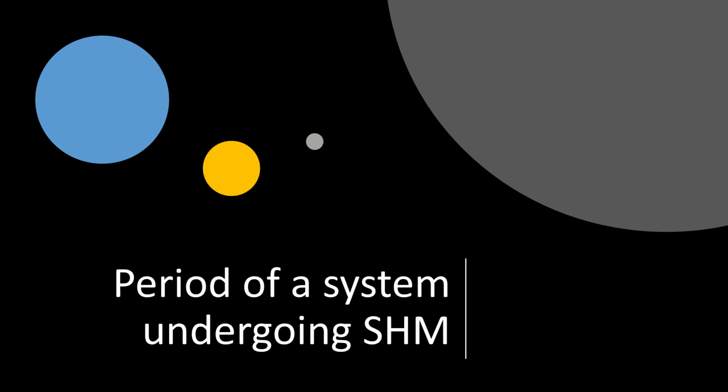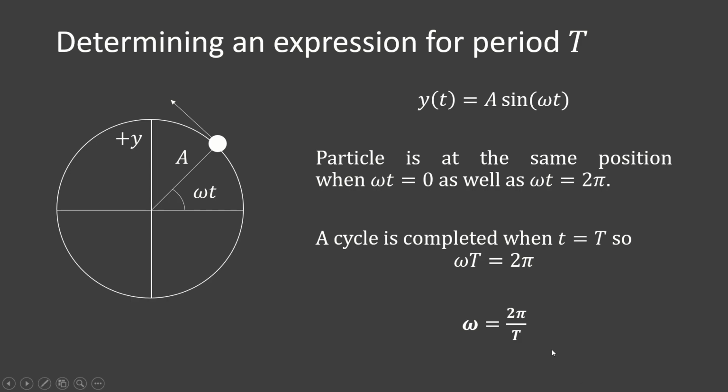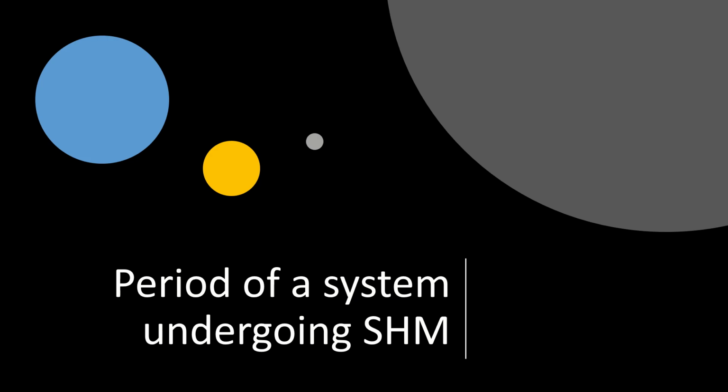Now we're done. We have that expression. So again, I'll just backtrack. We have this expression of omega is equal to 2 pi over T. That's the angular velocity of a particle moving around in a circle in UCM. So now we have to figure out how to get the period of that certain system undergoing simple harmonic motion.